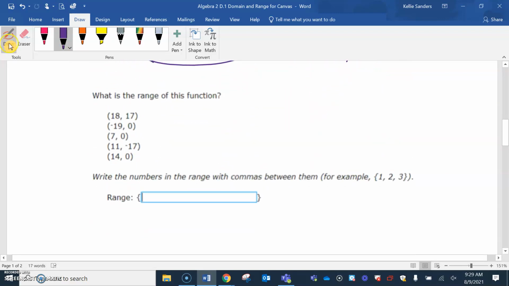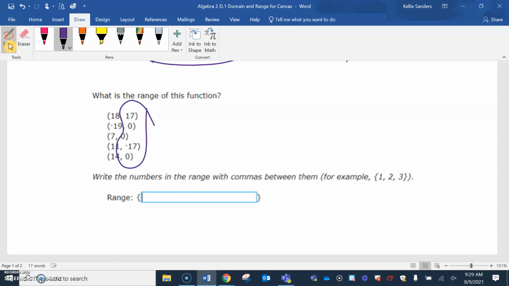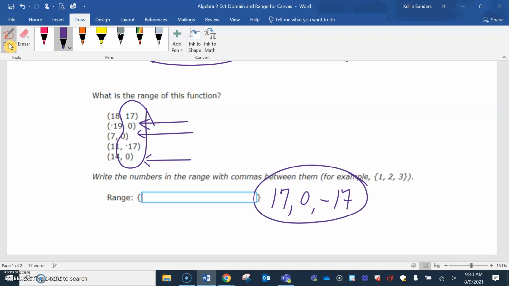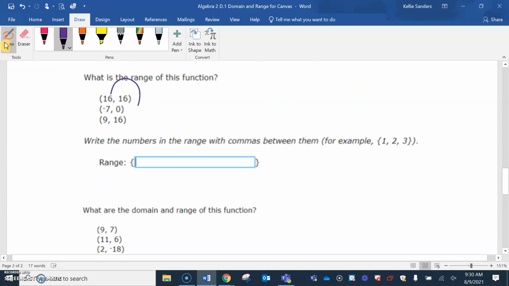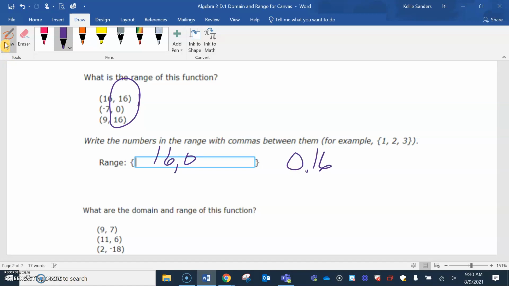Again, this is the same kind of question. It says, what's the range? And the range, as we just know, is the second numbers. But in this case, we have 3 zeros. Do not put them 3 times, okay? Just go ahead, and if you see that it repeats, don't put it twice. But a 17 and a -17 aren't the same number, so we are going to put both of those down. What is the range? 16 and 0, or 0 and 16.